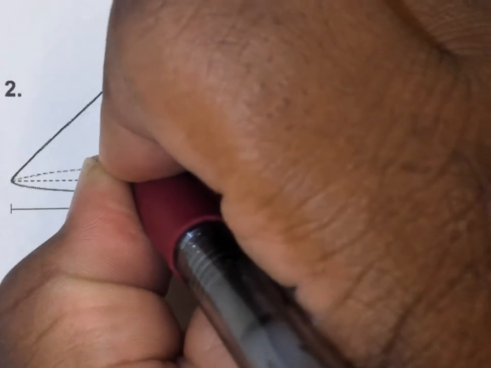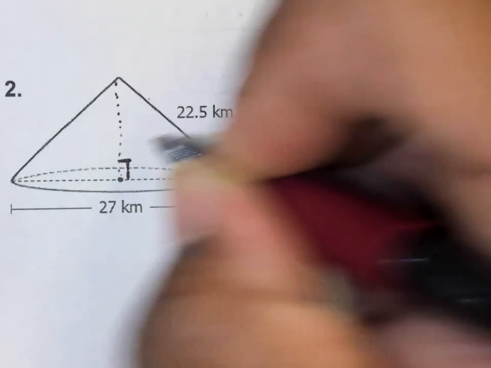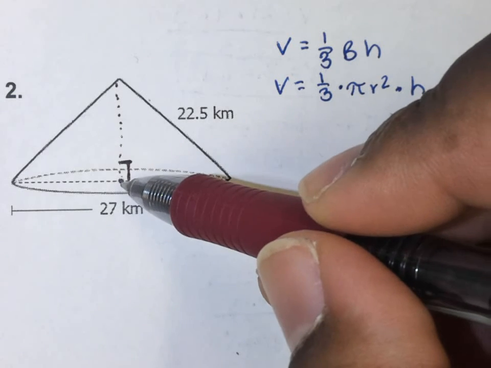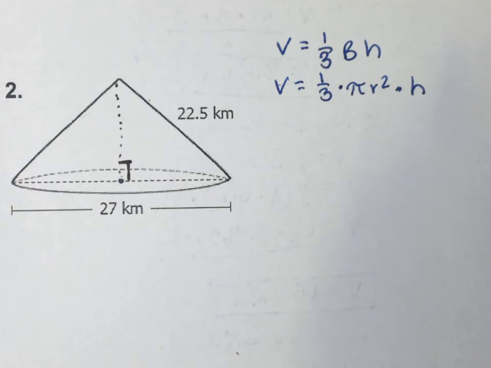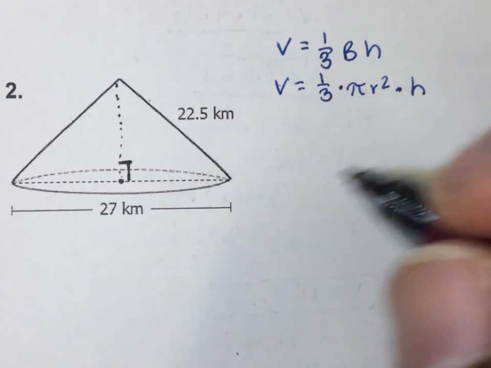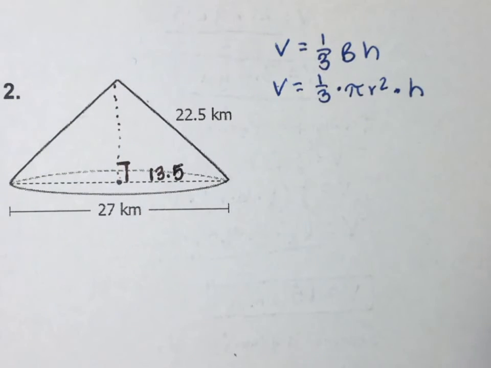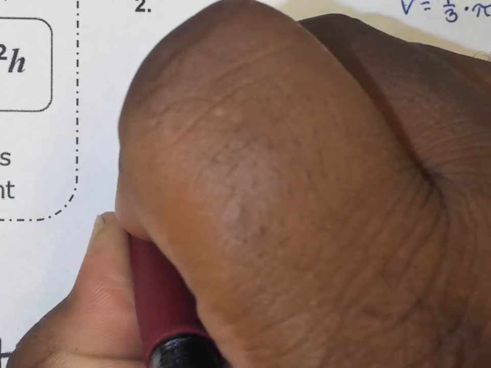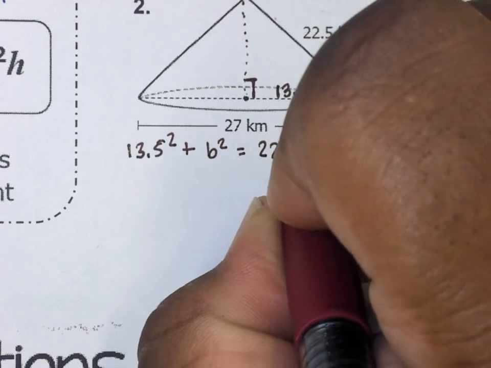I'm gonna drop my altitude in so you can see. To find it, though, I need to make some adjustments. This length from the middle to this point on the cone, what's that length? 13.5. That also represents my radius. We'll need that later. I'm finding the height, so we need to do Pythagorean: 13.5 squared plus b squared equals 22.5 squared.